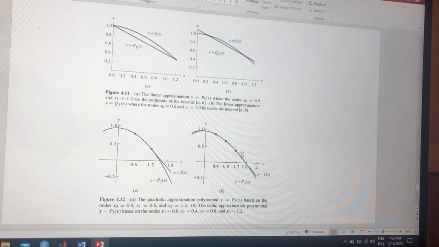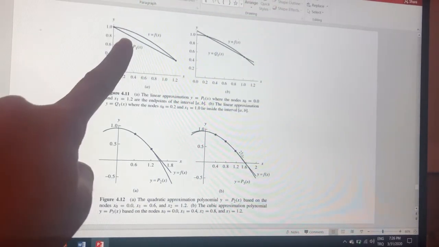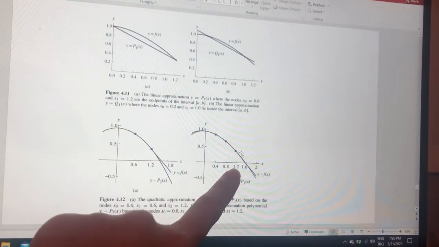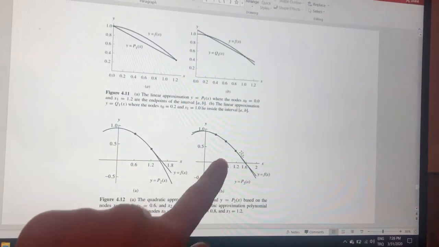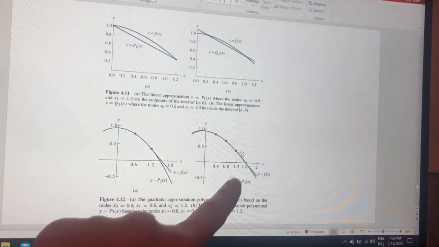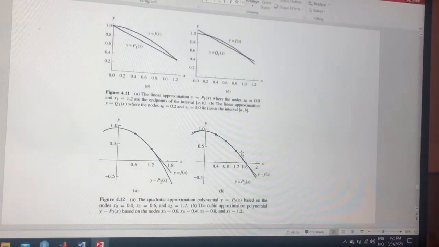And these are the results, the difference. This is P1, this is Q1, this is P2, the quadratic one, and this is the cubic one. And as you can see, the best approximation or fit to the data is coming from P3(x), the cubic Lagrangian polynomial.